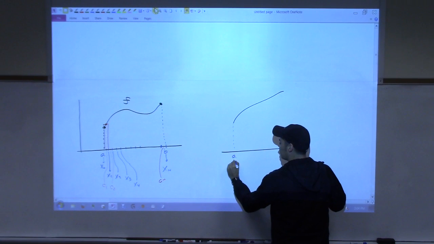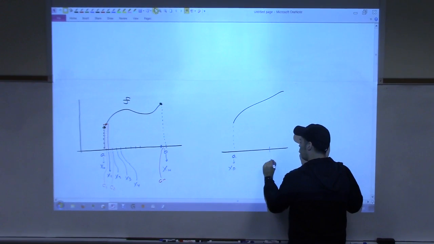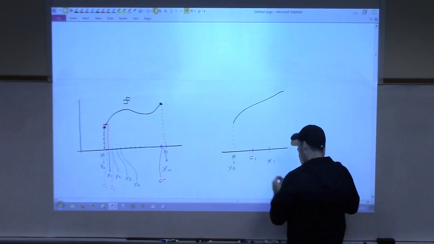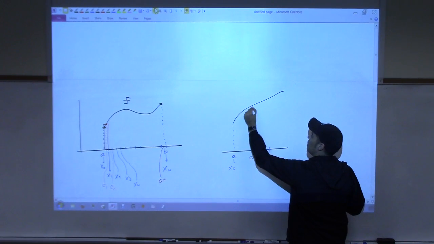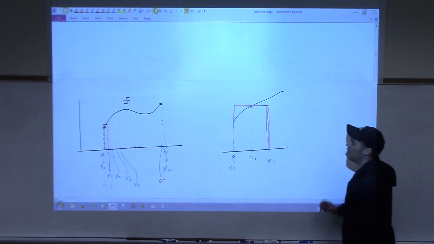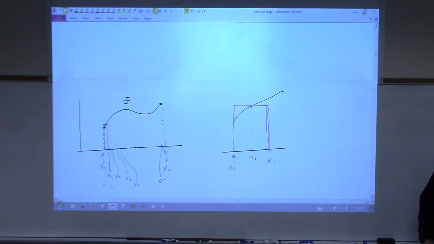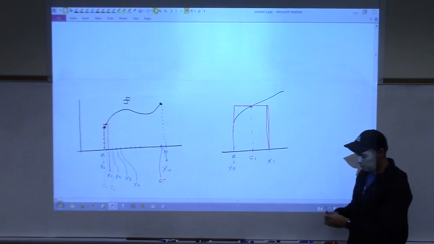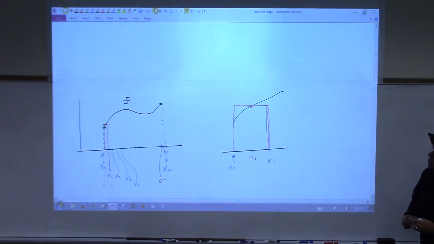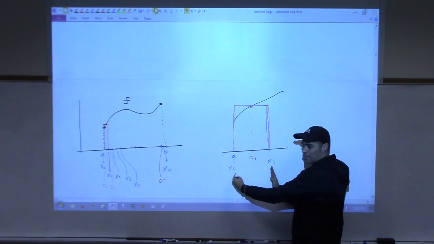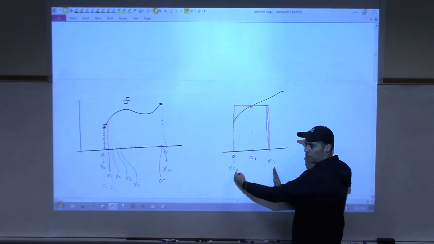A, which is x0, I'm going to say this is x1. I picked a point in there, C1. I went up to the function, and then I drew a rectangle that goes like this, and goes like that. Can you tell me the area of that rectangle? Okay, how wide is it? How wide's that rectangle? C1 plus x1? Say it again? C1 plus x1? No, the whole rectangle. Oh, it's x1 minus x0. It's the difference between the x coordinates.